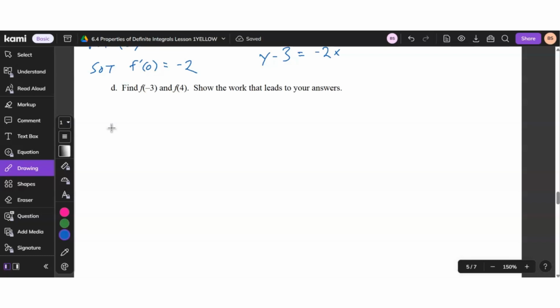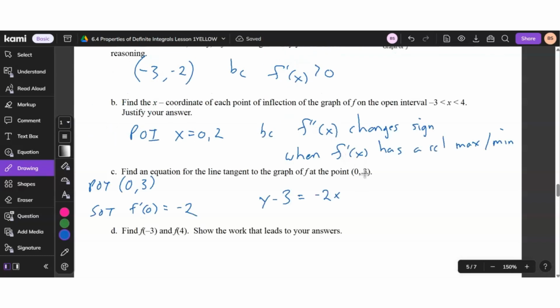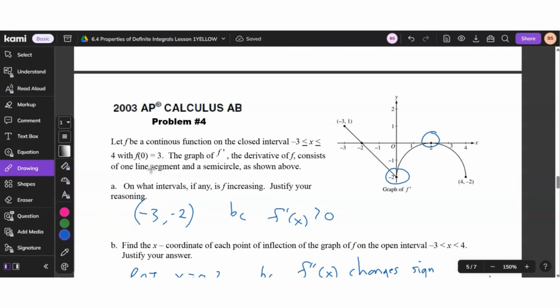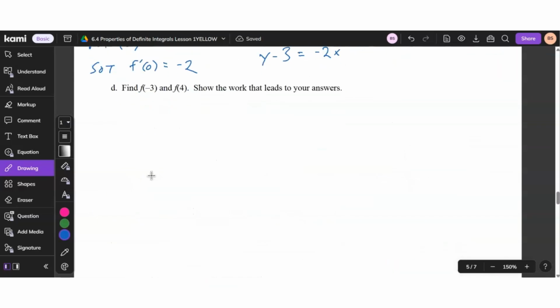All right, now this one takes a little bit more work here. We need to find f of -3. Now we already know f of 0. Why? Because they gave it to us at the beginning, right? We've been using it, (0, 3). They gave it to us here, f of 0 equals 3. So that means we need to integrate from -3 to 0 of f(x) dx. Because that'll be equal to f of 0 minus f of -3. And so then we can go ahead and solve for those.